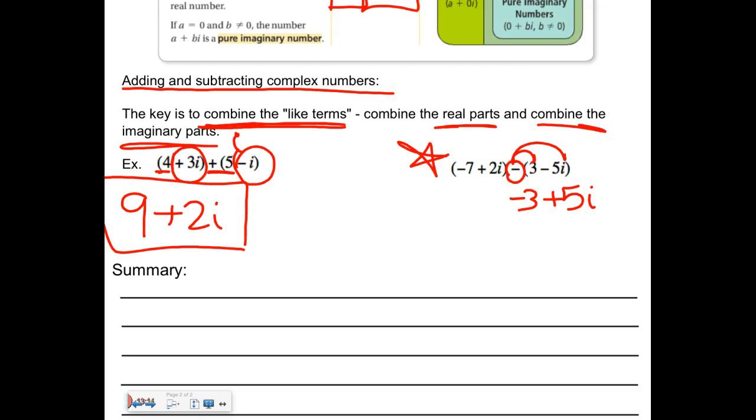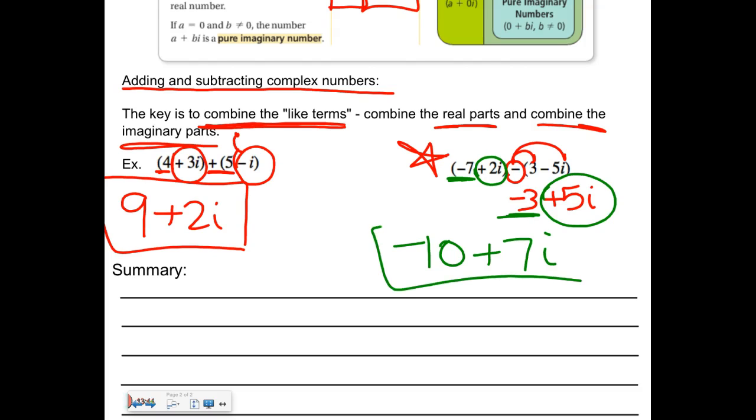Now what we're going to do is combine like terms, and again, real numbers go first, imaginaries go last. So I have this negative 7 and this negative 3, and when I combine those, we are going to get negative 10. I have this positive 2i, and we just distribute that negative, so this 5i is now positive. So when I combine those, I'm going to have 7i. We are not able to combine those, so this is our answer.